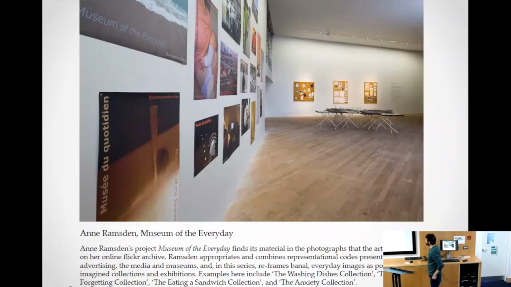Anne Ramsden's Museum of the Everyday, which I think myself and Orla both found to be a really nice realization of some of the archiving that usually just happens online, in the sense that this work has a very online presence in Anne's Flickr archive, but she actually makes posters of these as well. She finds this material in the photographs that the artist collects on her Flickr archive, and she appropriates and combines representational codes present in advertising, the media, and museums, and in this series reframes everyday images as posters for imagined collections and exhibitions.